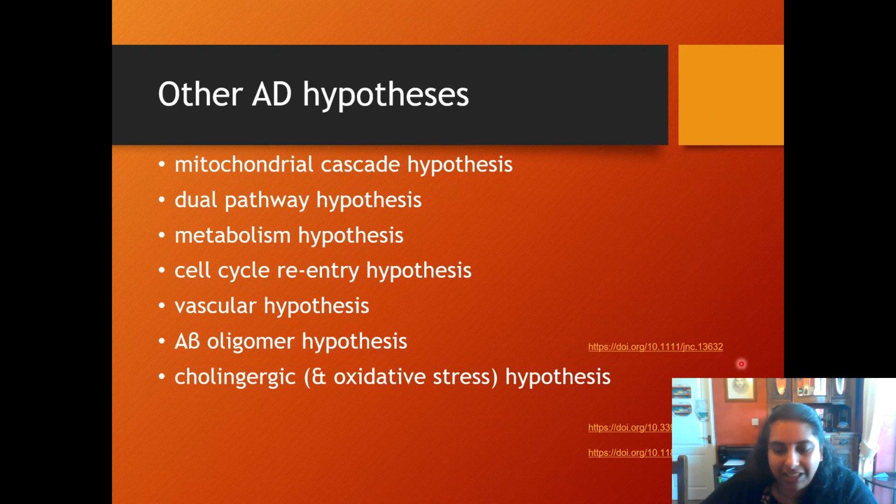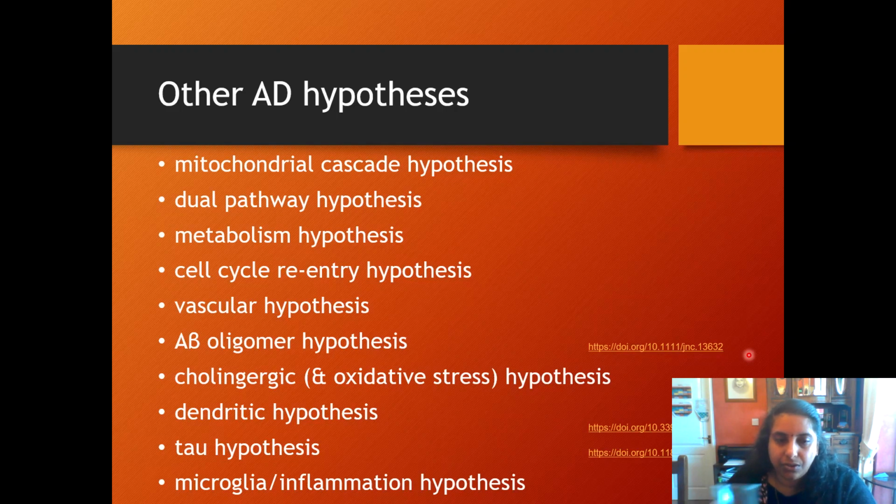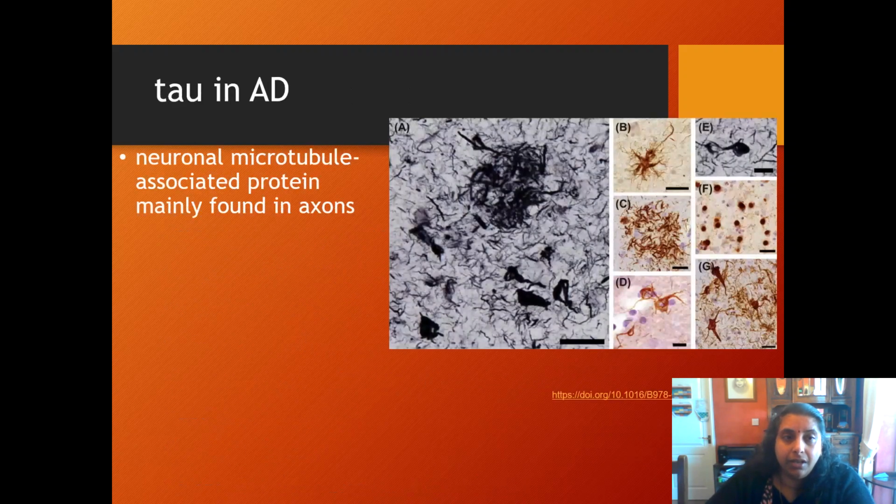There's, sorry for this misspelling, a cholinergic hypothesis, and then there's a cholinergic and oxidative stress hypothesis. There's a dendritic hypothesis, and there is the tau hypothesis. And of course, the NFTs being such a big part of the pathology, I'm going to talk a little bit more about tau now. And then there is also the microglia inflammation hypothesis. Just to let you know, generally these hypotheses here go with this reference, and these hypotheses go with this other reference. I think that's how I organized them on the screen. But as you can see, there are a lot of different hypotheses as to what exactly is going on in Alzheimer's disease.